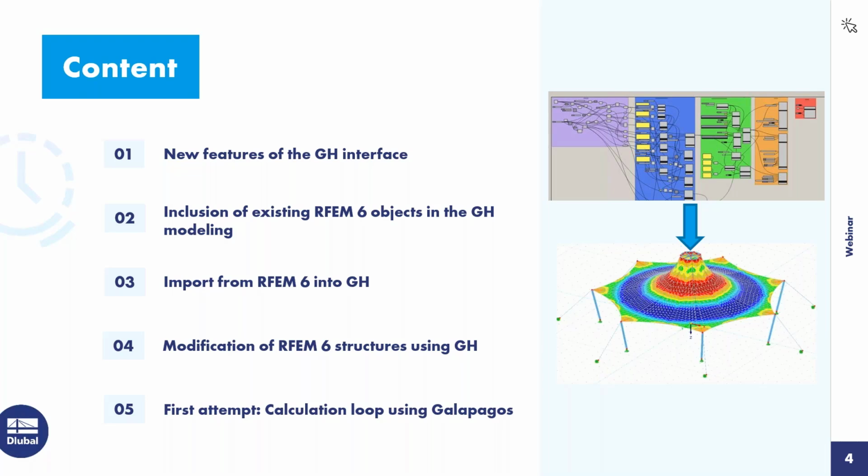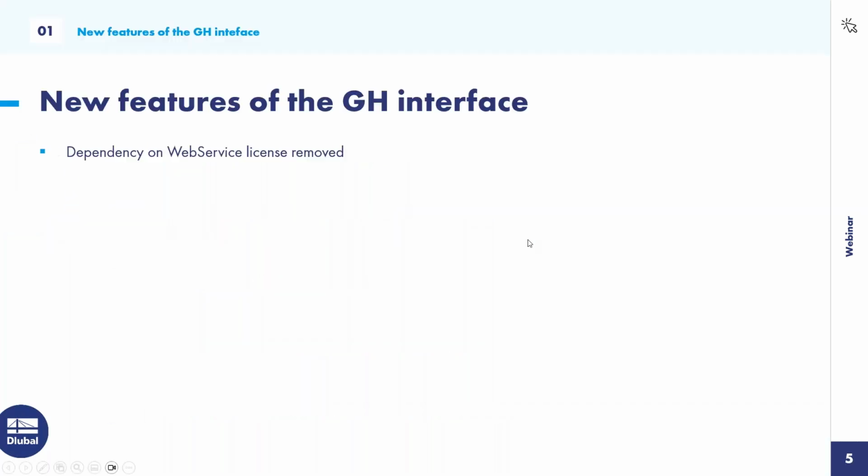And in chapter 5, well, I called it first attempt of an automatic calculation loop using Galapagos. I will again mention this later, of course. All right, let's go into chapter 1. What are the new features that we implemented since the last webinar mid-February? A quite important one is we got rid of the dependency on the web service licenses. You no longer need this license to use the Grasshopper interface or Rhino Grasshopper interface.